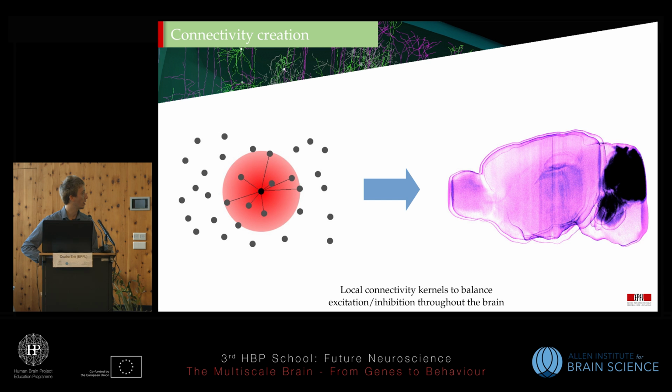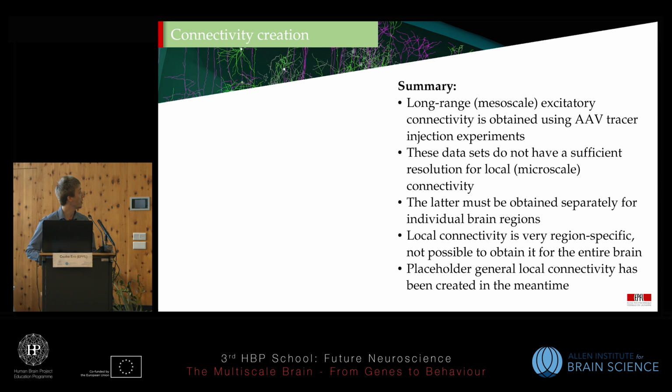But this is very, very temporary, and we want to replace this as soon as possible. But this is just to say that we need to have something for the whole brain if we want to do any simulations, because it takes a long time to go through every single region and have some quantitative description of the connectivity there. So finally, on the second part, we recreated long-range connectivity with these AAV tracers. Unfortunately, they don't have enough resolution to create microscale connectivity, so that we have to get from individual regions. And we added this placeholder local connectivity, and that is to be replaced.